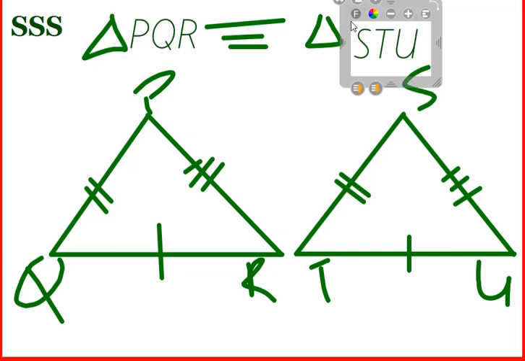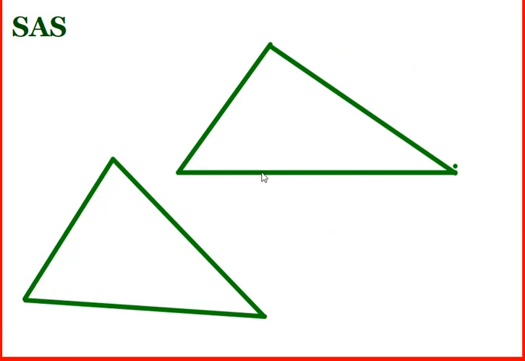And that's how, if you can prove that there is a corresponding side in QR and in TU that are equal, QP and TS are equal, and PR and SU are equal. And as you can see, those are three sides. That's why our condition is side, side, side. So let's have a look at our third condition, which is the side angle side. This is how it would look.